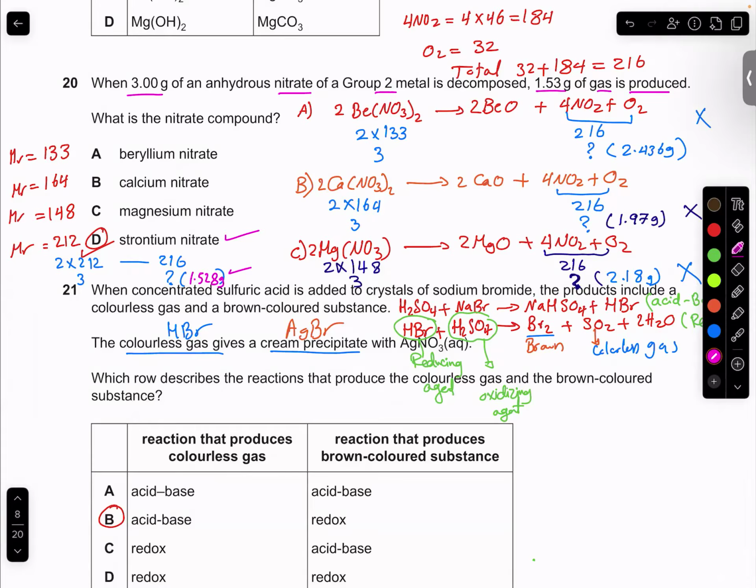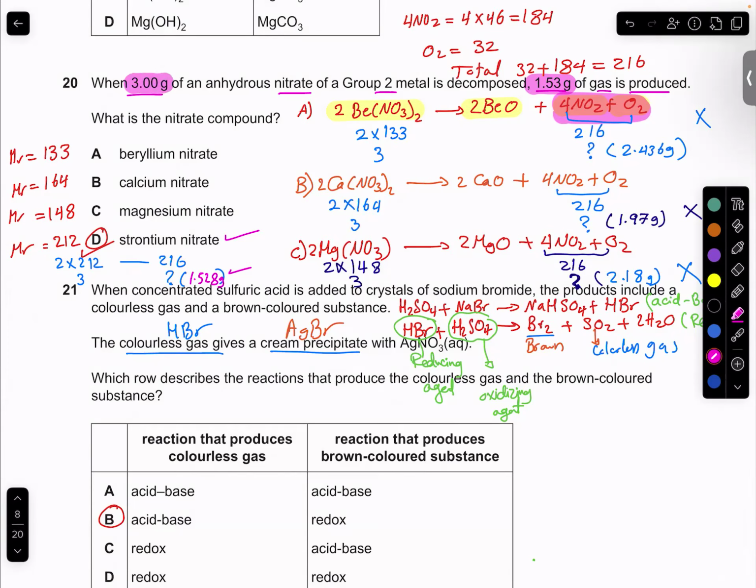Number one, we have to write the thermal decomposition of the nitrate of each one. All of them are the same: 2 metal nitrate gives 2 metal oxide plus NO2 plus O2, and NO2 and O2 are the gases which are formed. So we need to find the relation that produces 1.53 grams from 3 grams of the compound.